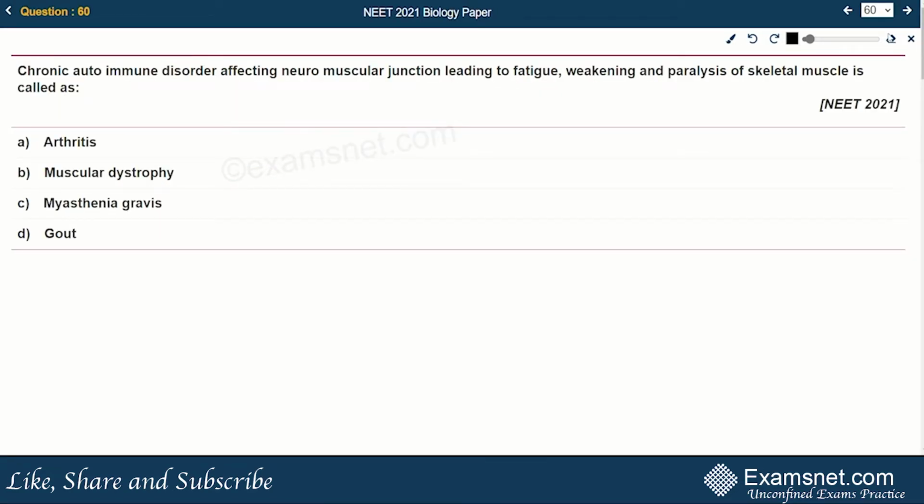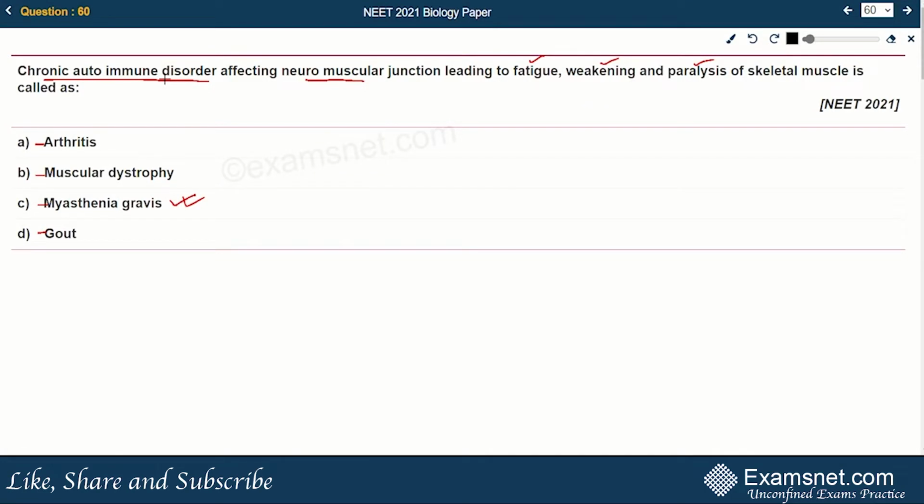Now come to question number 60, which is from the chapter Locomotion and Movement, class 11. The question says, a chronic autoimmune disorder affecting the neuromuscular junction leading to fatigue, weakening and paralysis of skeletal muscle is called arthritis, muscular dystrophy, myasthenia gravis or gout. So the correct option is option C, that is myasthenia gravis. It is a chronic autoimmune disorder and it affects the neuromuscular junction, which leads to fatigue, weakening and paralysis of skeletal muscles.